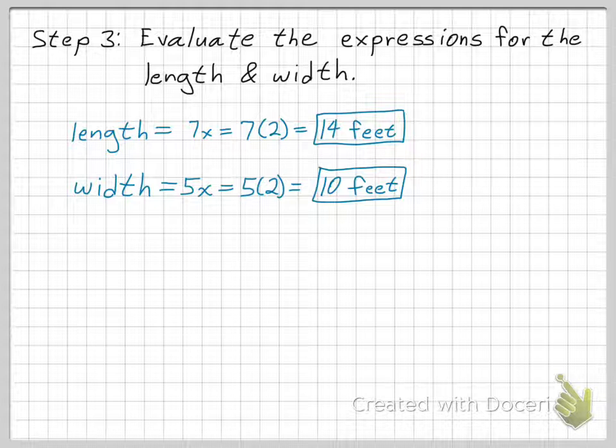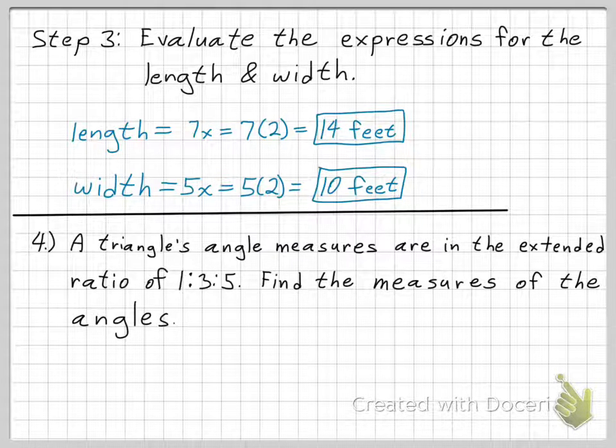So we have 14 feet and 10 feet would be the length and width of a rectangle. That's in a ratio of 7 to 5. The length to the width is in a ratio of 7 to 5, and it adds up to a perimeter of 48 feet. Okay? And then moving right along, we have this problem. A triangle's angle measures are in the extended ratio of 1 to 3 to 5. Find the measures of the angles.